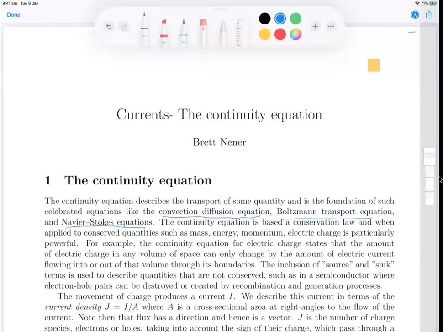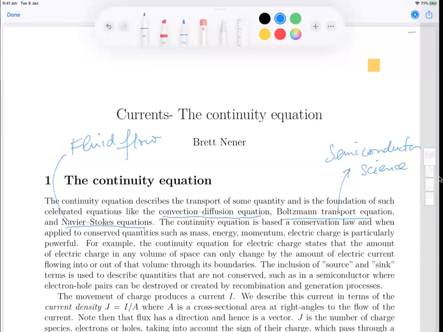So the Boltzmann transport equation is very important in semiconductor science. And essentially it can be used to describe all flow of charge, holes and electrons and so on in a semiconductor. Navier-Stokes is to do with fluid flow, mass transport of fluids, whether they're incompressible or compressible.